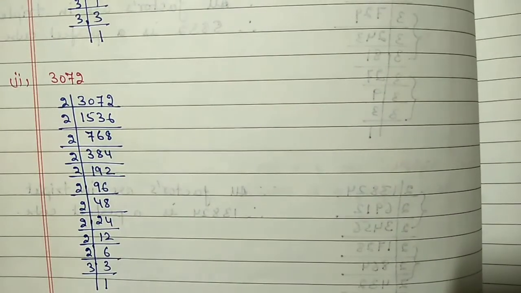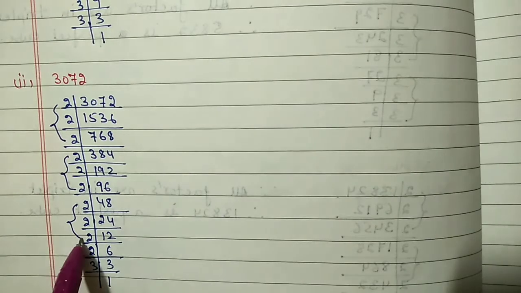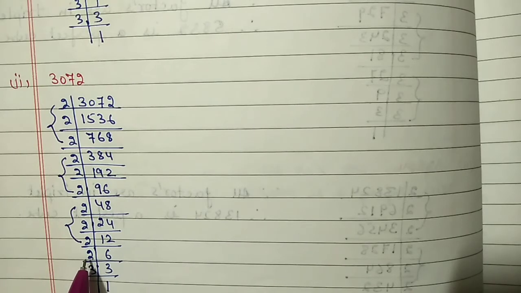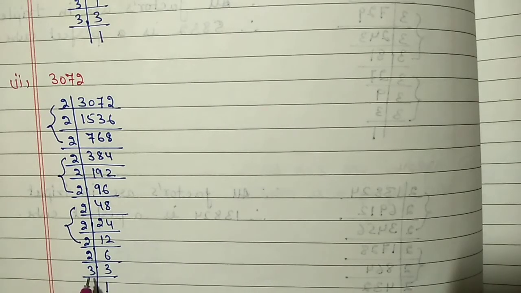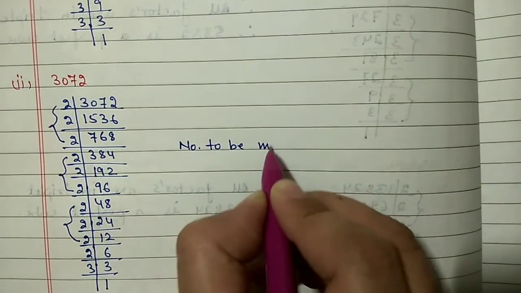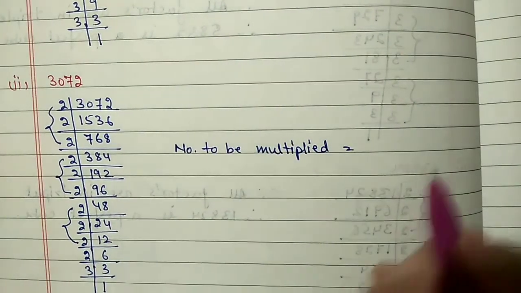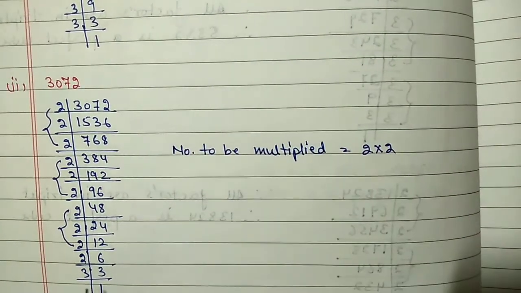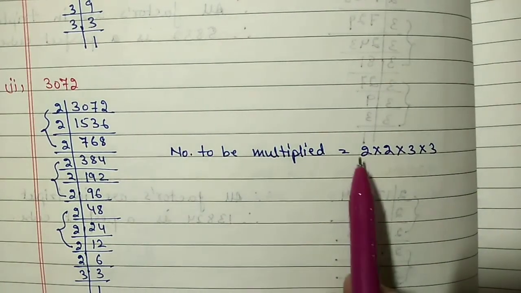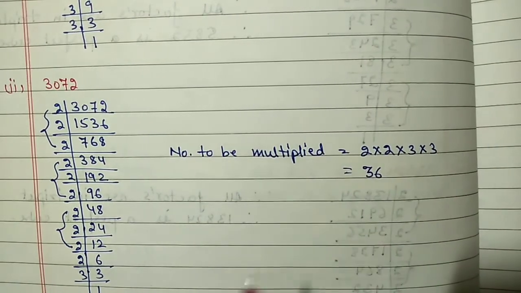Then we will make the triplet. These 3 2s, then again 3 2s and again 3 2s. Now remaining is 1 2 and 1 3. So we need 2 2s and 2 3s here to make it a perfect cube. So for the number to be multiplied, we have only 1 2 here, so 2 more 2s are required, and 1 3 is here and 2 more 3s are required to make it a perfect cube. Now multiply these: 2 2s are 4, 4 3s are 12 and 12 3s are 36. So the number to be multiplied is 36.